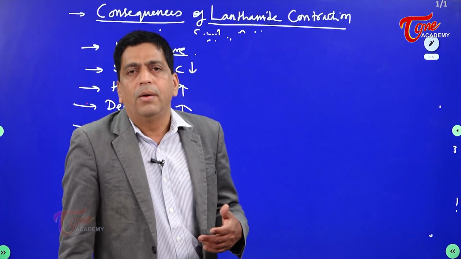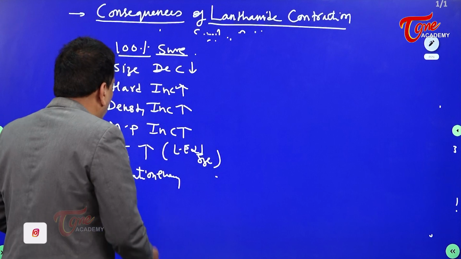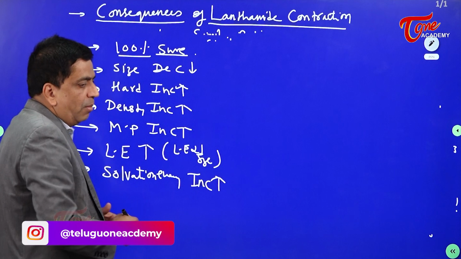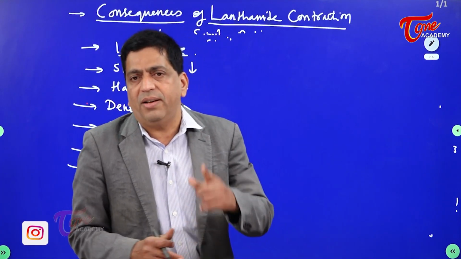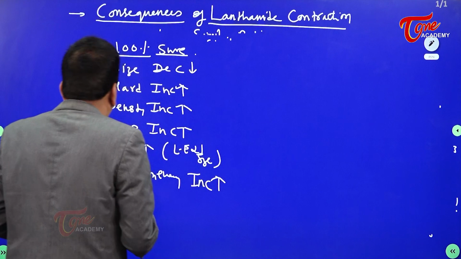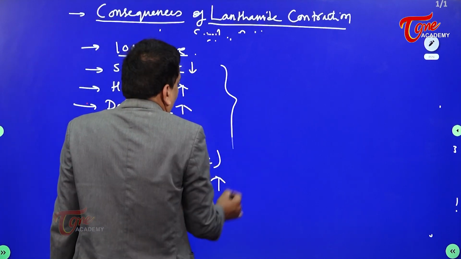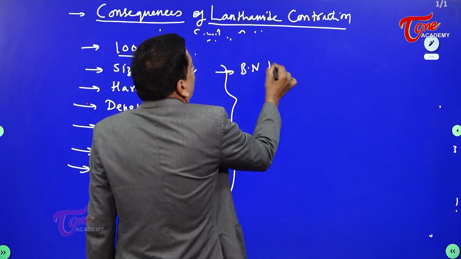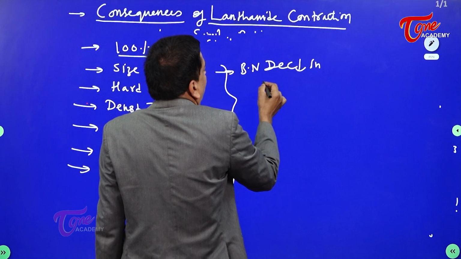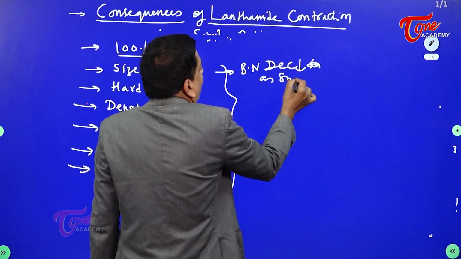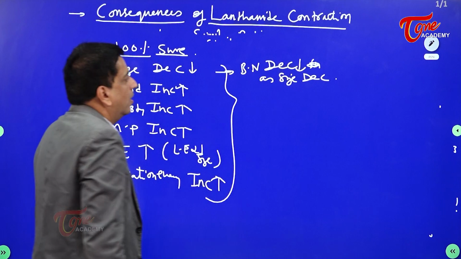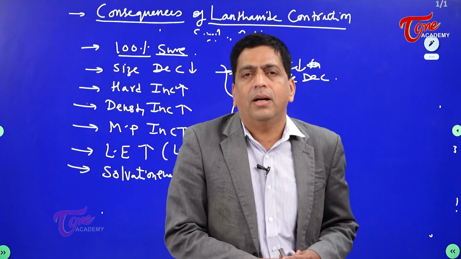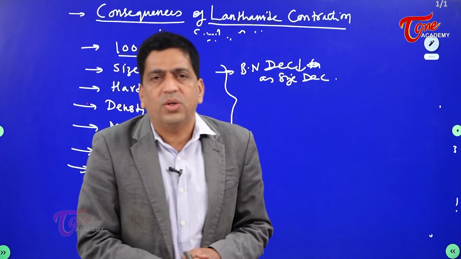Smaller the cation, more is solvation energy. So solvation energy also increases, because solvation energy will be more for smaller cations. You must understand, I was explaining this. Solvation energy increases, then continuing it, basic nature will actually decrease in lanthanides as size decreases. You must understand, they are directly related. Basic nature decreases, so lanthanum hydroxide is a better base compared to lutetium hydroxide, you must understand.